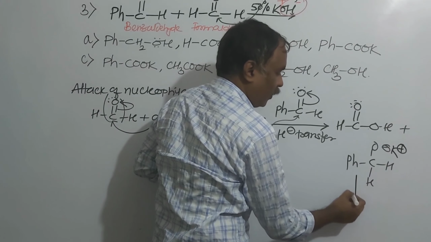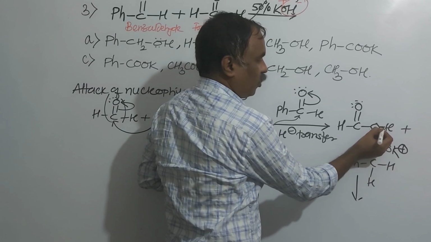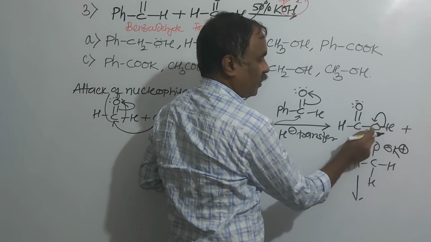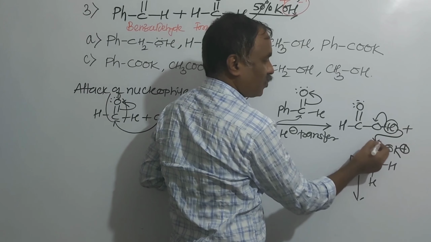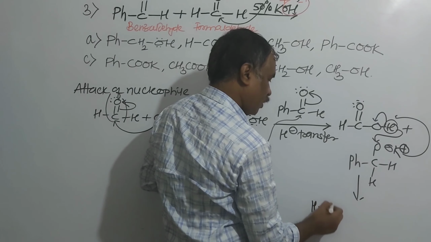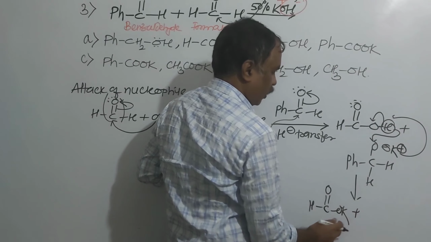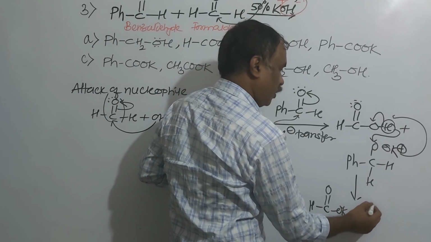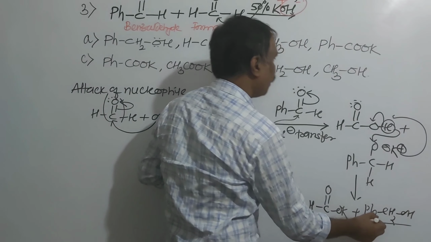Here, what is the next step? Exchange of proton and breaking of this bond and shifting of electrons toward this oxygen, giving O minus. So this proton will transfer toward this O minus and K plus to this. And here formation of H, C double bond O, OK, potassium formate, and formation of PhCH2OH, benzyl alcohol.